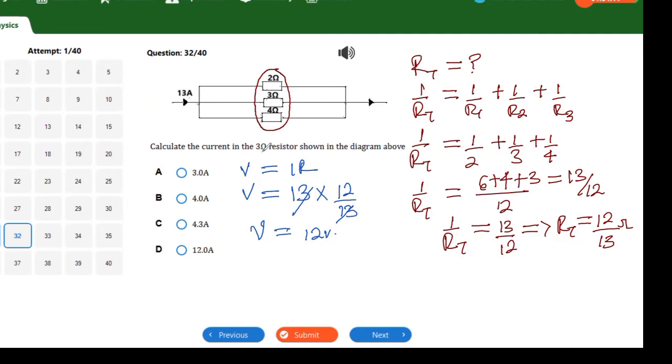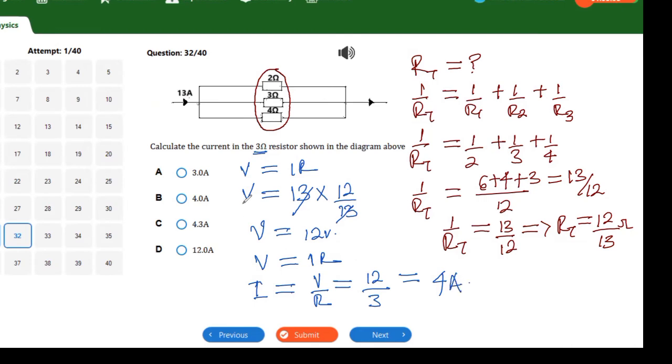The current through the 3 ohms. So we use the same formula. V is equal to IR. Therefore, I is equal to V all over R. So what is my V? 12 all over, because since it is a parallel arrangement, they have the same voltage across it, isn't it? So the voltage is the same. Therefore, that is 3 ohms. So our current is going to be 4 amp.